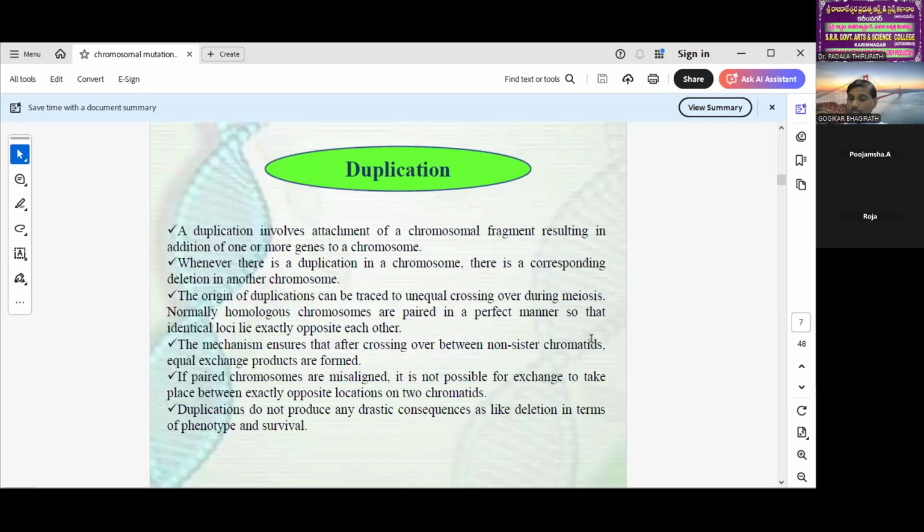So the next one is the duplication part. What is meant by duplications?